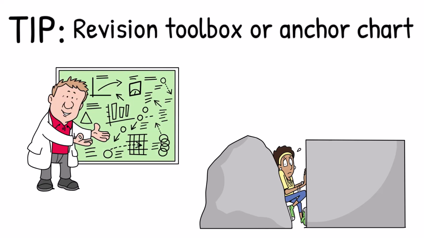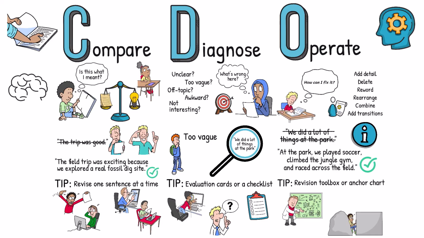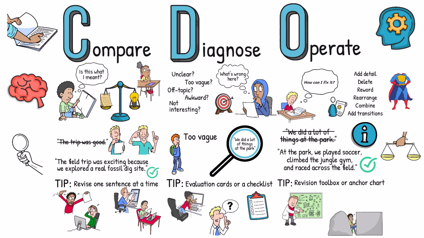The CDO strategy helps students become thoughtful and independent revisers. By comparing their writing to their intended meaning, diagnosing specific problems, and operating with purposeful revisions, students learn that revision is about strengthening ideas, not just fixing mistakes.